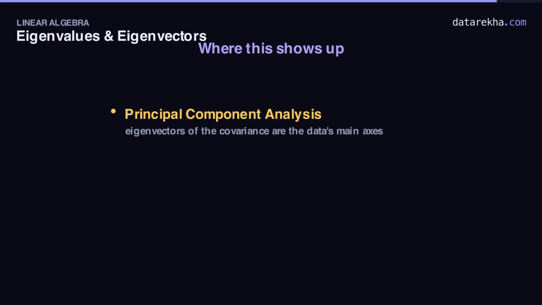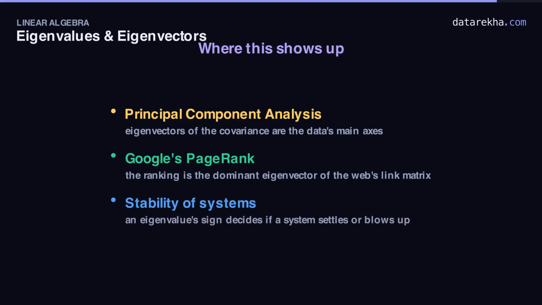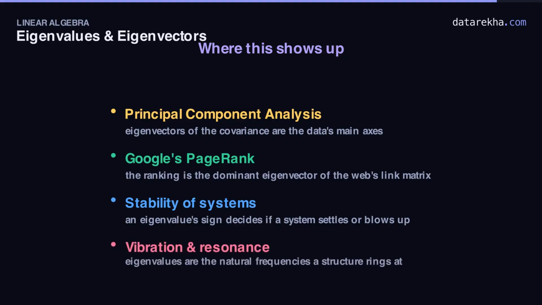So why care about all this? Because these special directions quietly run the show almost everywhere. In principal component analysis, the eigenvectors of your data's covariance are the very axes it spreads along. Google's original PageRank was nothing more than the dominant eigenvector of the entire web's link matrix. In control and dynamics, the sign of an eigenvalue decides whether a system gently settles or spirals out of control. And in engineering, eigenvalues are the natural frequencies a bridge or a wing wants to vibrate at. Get them wrong, and things resonate themselves apart.